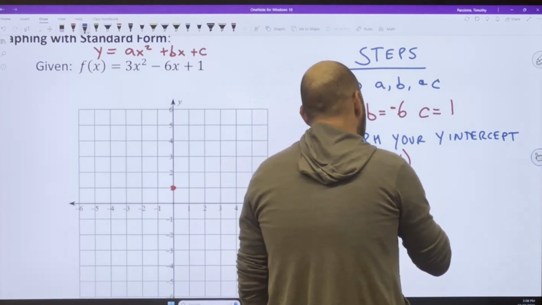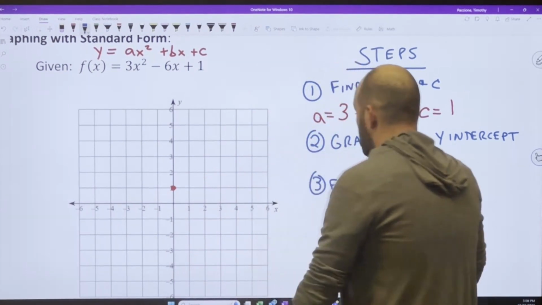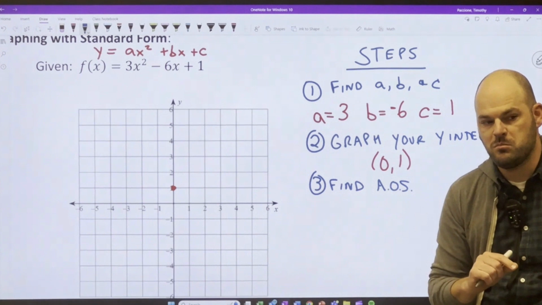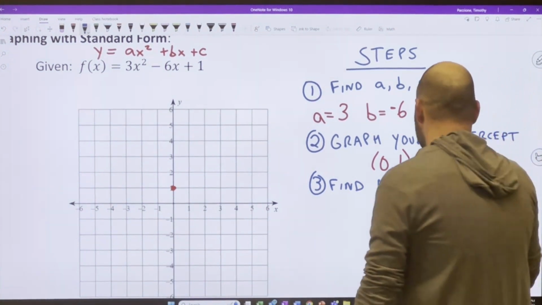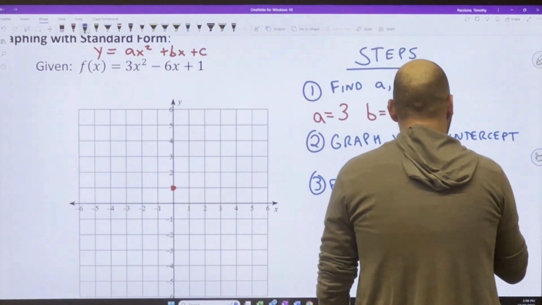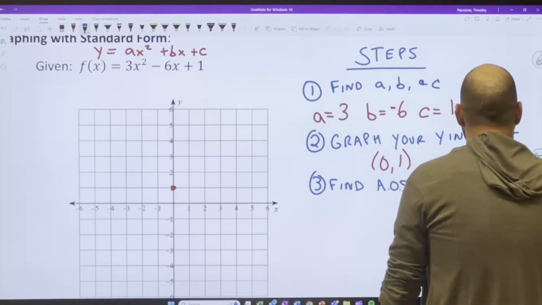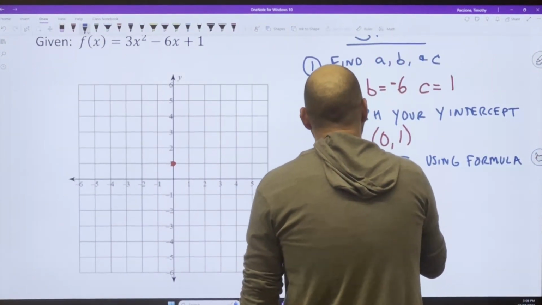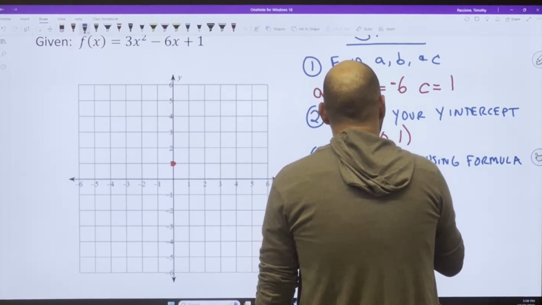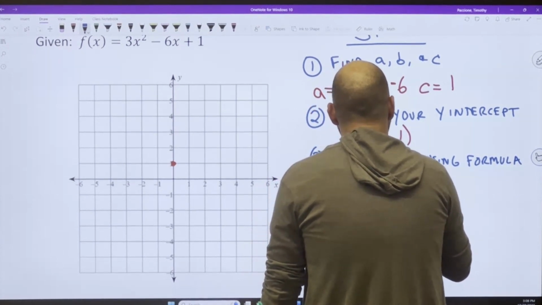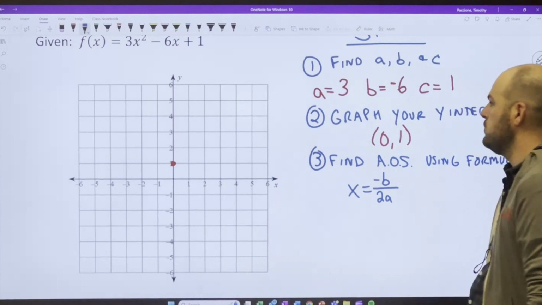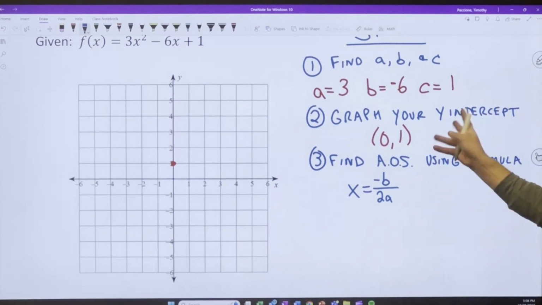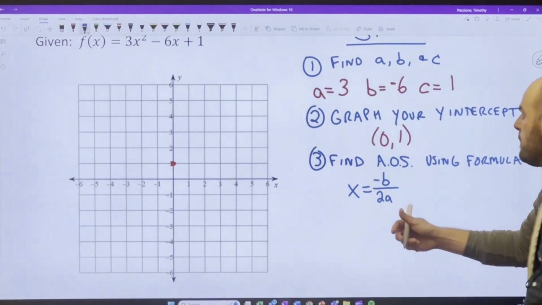We find our axis of symmetry, and you might say how? Well, there's a formula. Using a formula some wonderful person figured out at some point. And that formula is x equals -b over 2 times a.